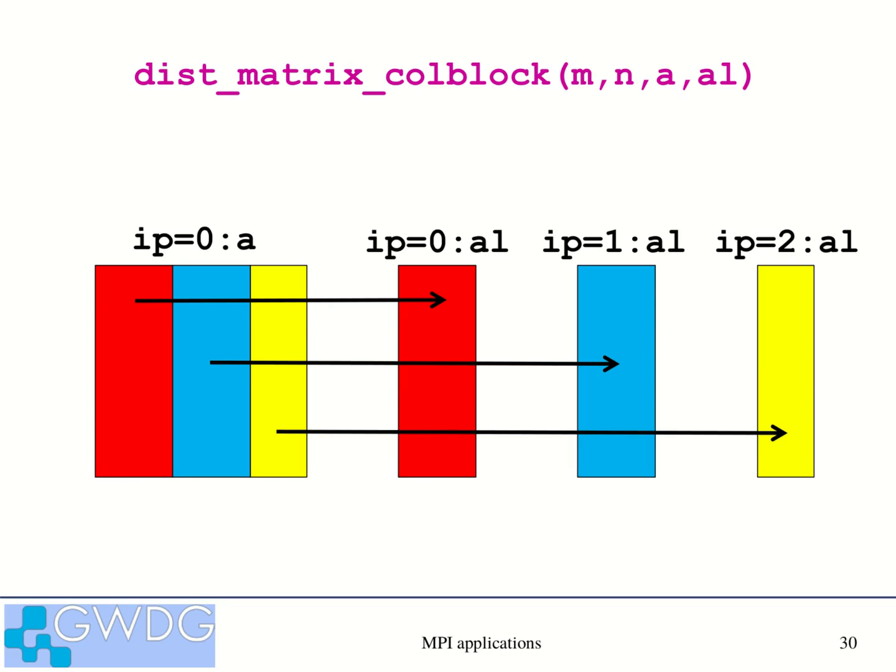Then next we have to distribute the matrix. The global matrix A resides only on processor 0, and then we have to send the first NL columns to the processor 0 itself, to the local matrix. And the next NL columns we have to send to the processor 1 and so on.